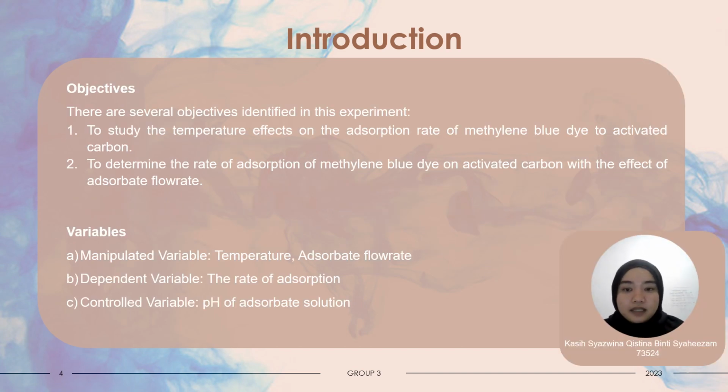There are several objectives identified in this experiment, which are to study the temperature effect on the adsorption rate of methylene blue dye to activated carbon, and also to determine the rate of adsorption of methylene blue dye on activated carbon with the effect of adsorbate flow rate. For the variables, the manipulated variables are temperature and adsorbate flow rate. The dependent variable is the rate of adsorption, and lastly, the control variable is the pH of the adsorbate solutions.